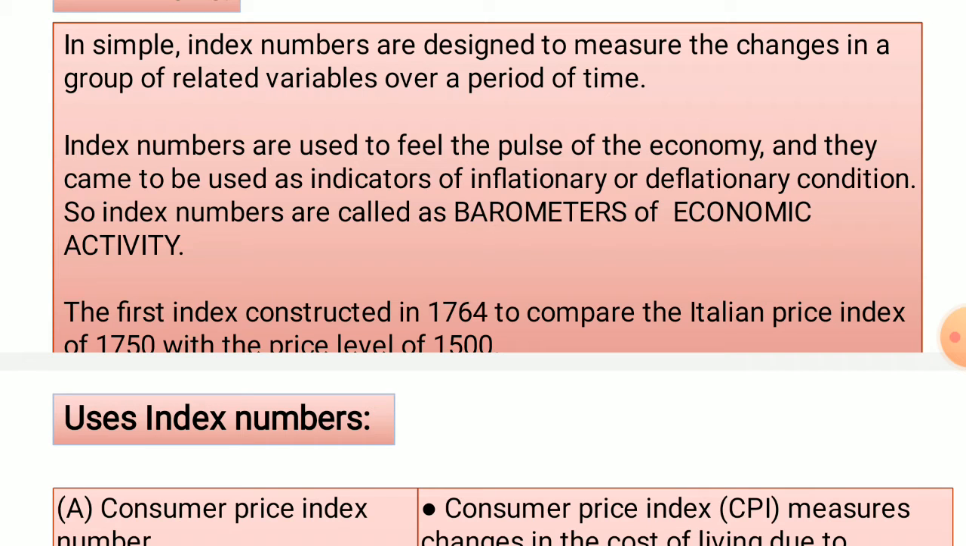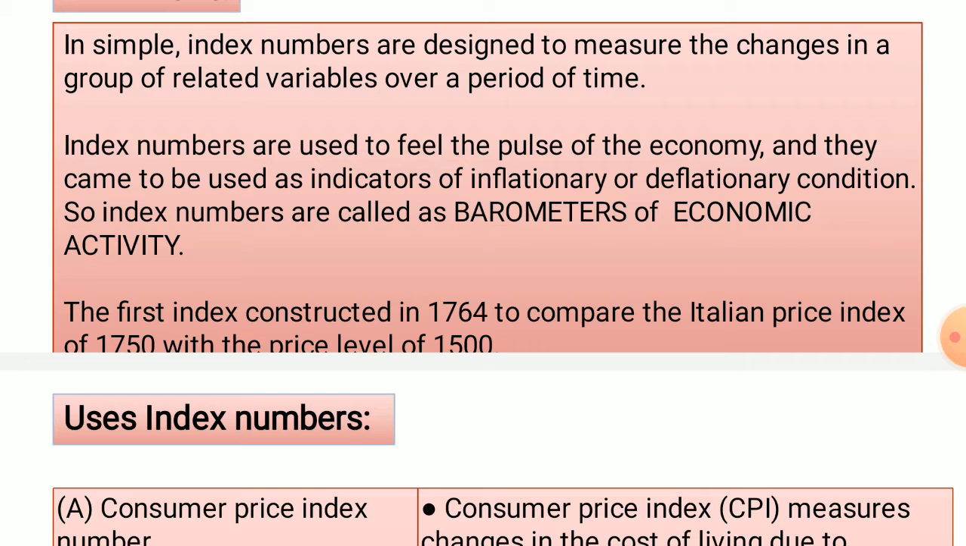So these index numbers which are used to feel the pulse of the economy, these numbers which came to be used as indicators of inflationary or deflationary condition, when the price level hikes or the price level decreases, so that we can understand the economic condition, we call them index numbers. And these index numbers which indicate the inflationary or deflationary condition are called the barometers of economic activity.